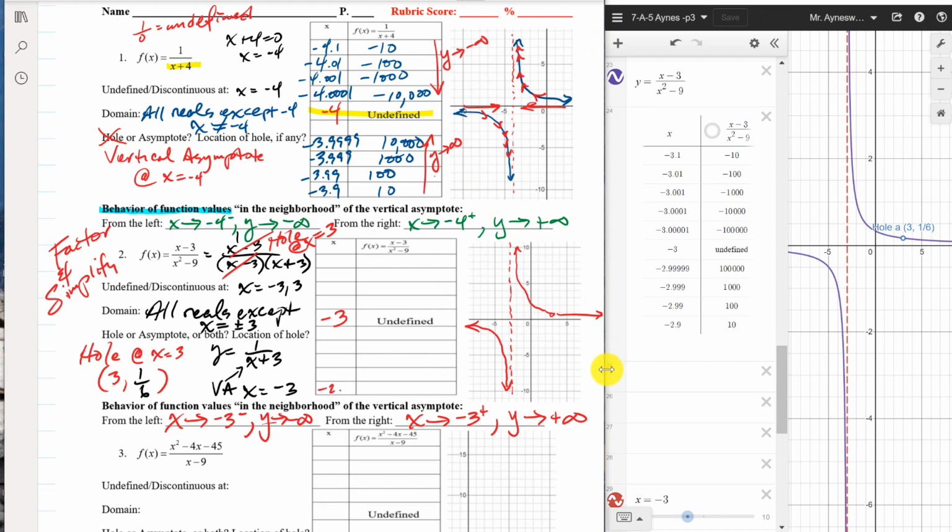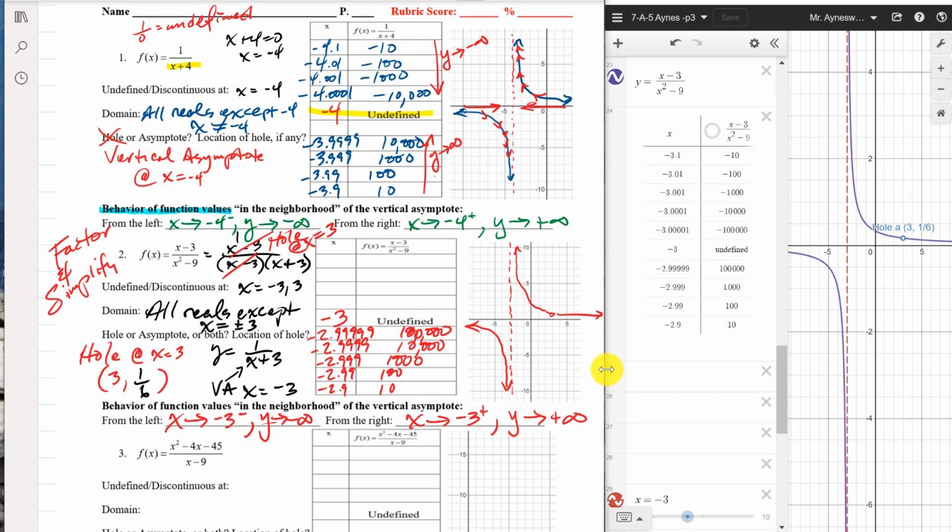So negative 2.9, the function value is 10. Negative 2.99, function value is 100. Negative 2.999, function value is 1,000. Negative 2.9999, okay, it's 10,000. And then the last one, negative 2.99999, it's 100,000. Okay. That's on the right side.